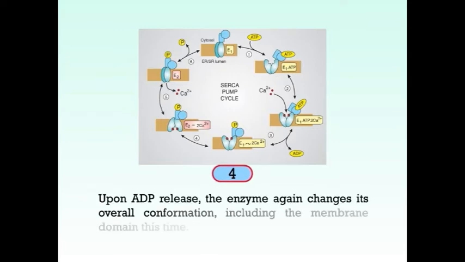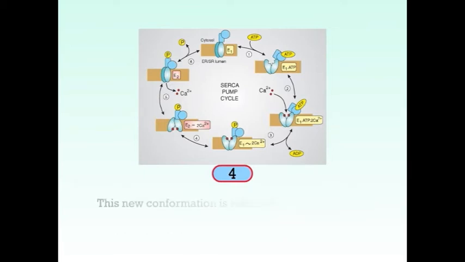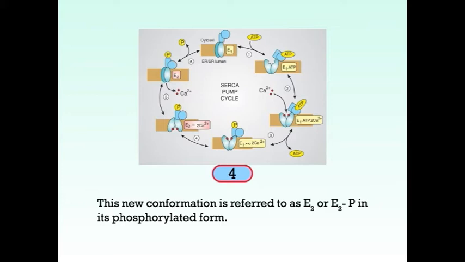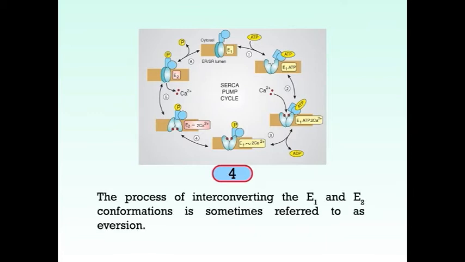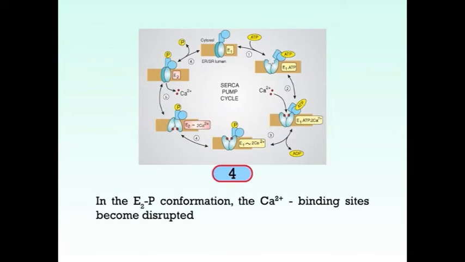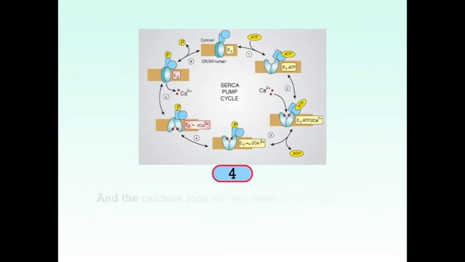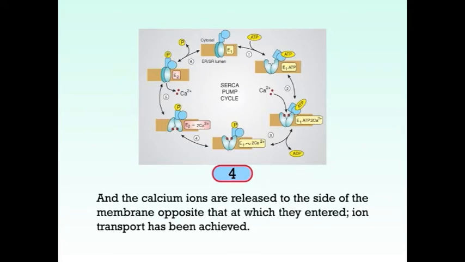Upon ADP release, the enzyme again changes its overall conformation, including the membrane domain this time. This new conformation is referred to as E2, or E2P in its phosphorylated form. The process of interconverting the E1 and the E2 conformations is sometimes referred to as eversion. In the E2P conformation, the calcium ion binding sites become disrupted and the calcium ions are released to the side of the membrane opposite that at which they entered.